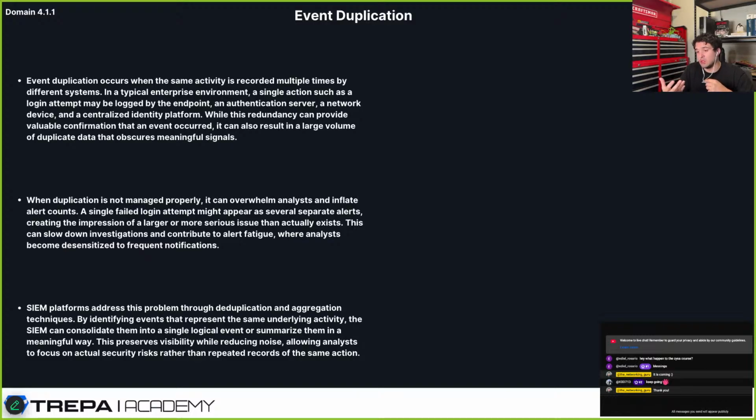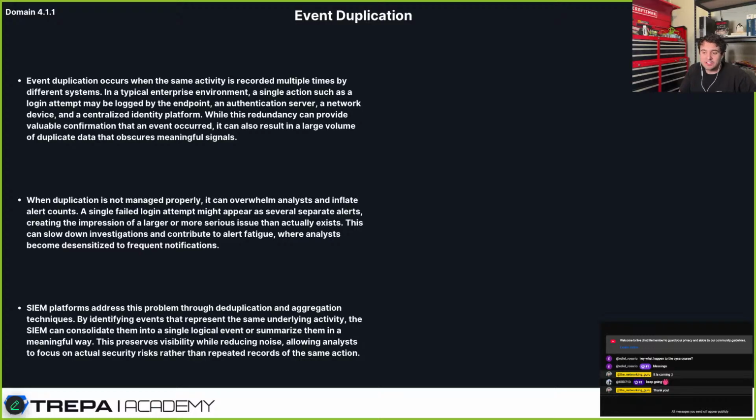So there's a lot of different ways. For example, in a typical enterprise environment, a single action such as a login attempt may be logged by the endpoint, an authentication server, a network device, and a centralized identity platform. And those logs may arrive in a bunch of different formats, because the Windows event logs, the Cisco IOS switch, and maybe the Cisco Identity Services Engine may all log that in a different way, with maybe some doing the timestamp first or last. There's so many different things, and that all gets aggregated into our SIEM.